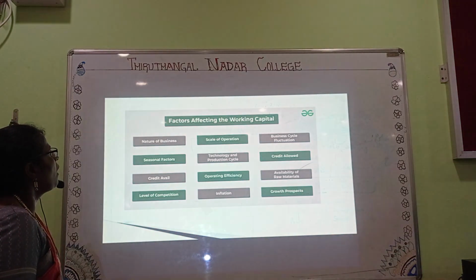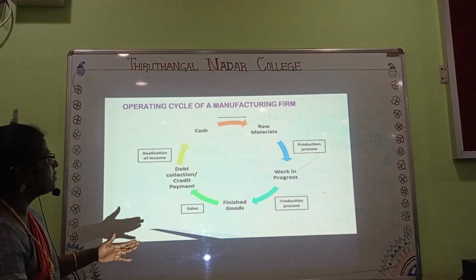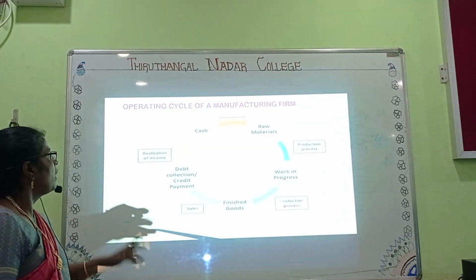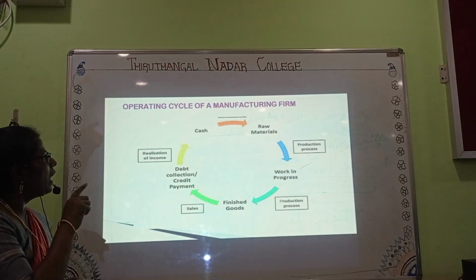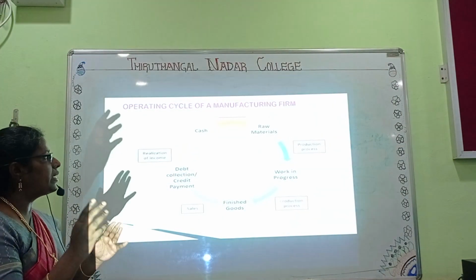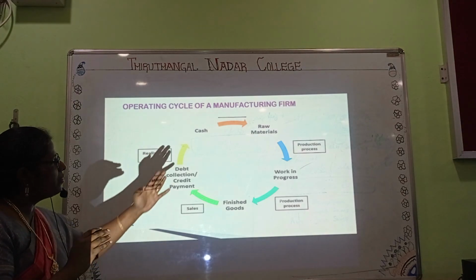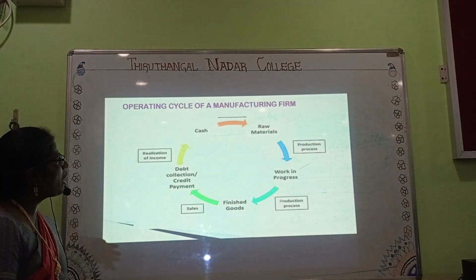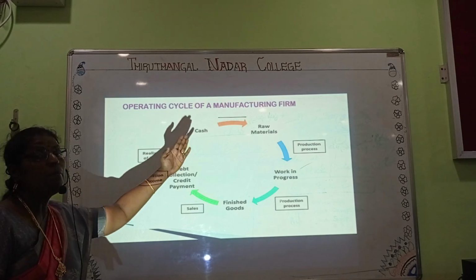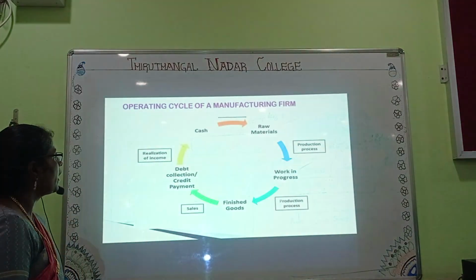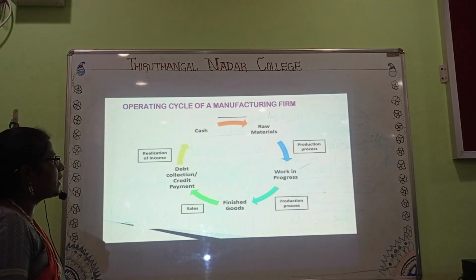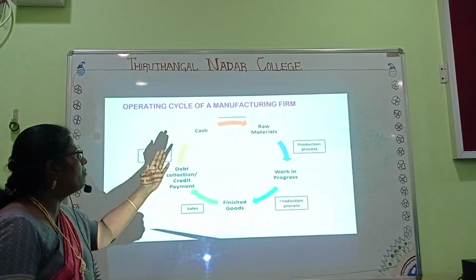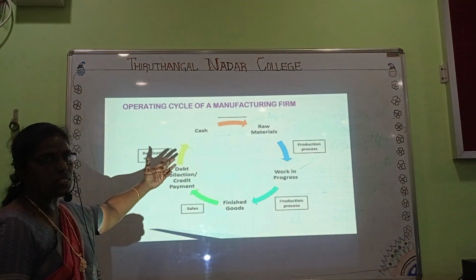Next, we will discuss what the operating cycle is. The operating cycle can be classified by whether the company is a manufacturing firm or a trading concern. Here we have the picture of the operating cycle of a manufacturing firm. What is this operating cycle? That is the time length required to convert cash into cash.